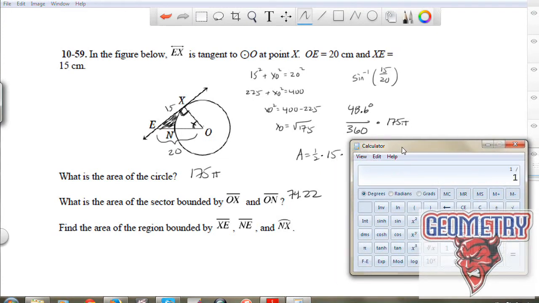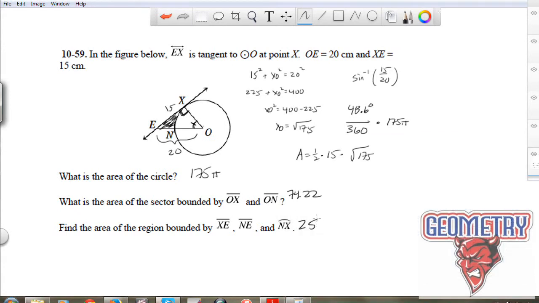Actually, I'm going to do the square root of 175 first, times 15 divided by 2. That's 99.2156. Then we're going to subtract 74.22, which is the area of the sector. So the triangle minus the sector is just about 25.